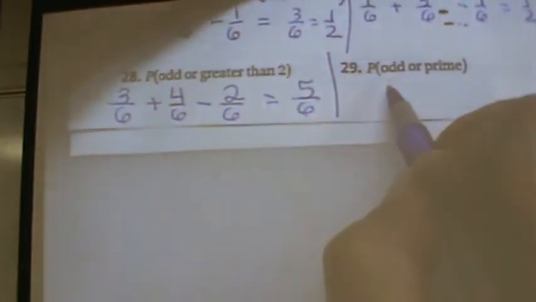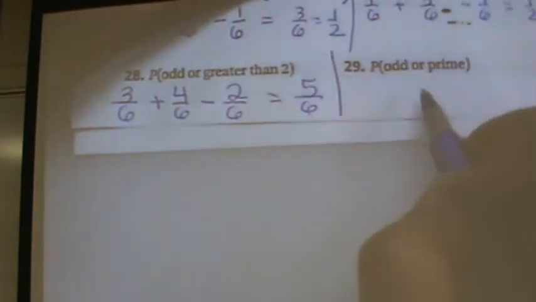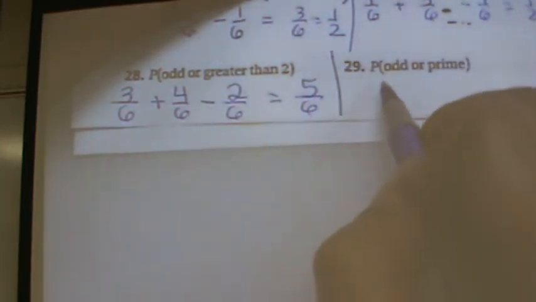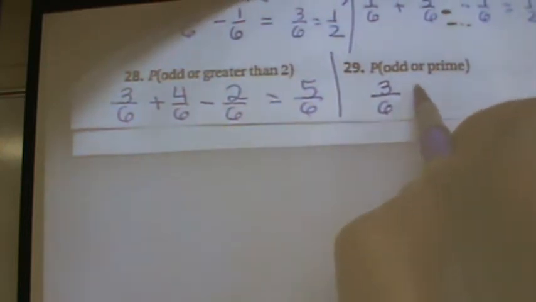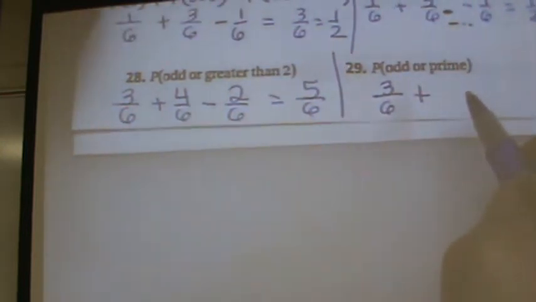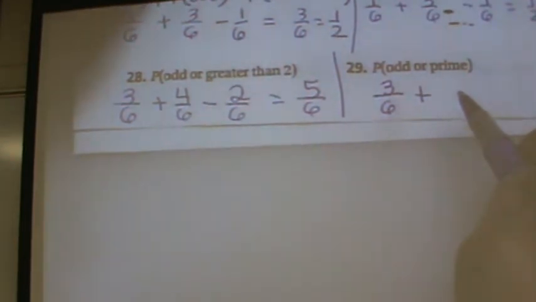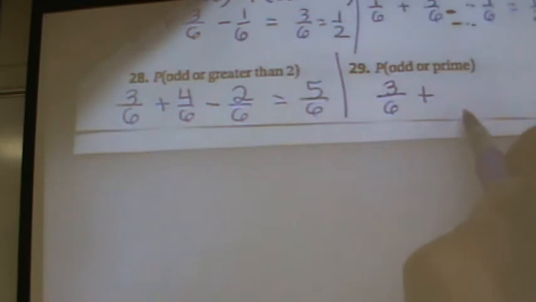Okay, next one. How about probability of odd or prime? How many are odd? 3. How many are prime? 1, 2. We have 2, 1 is not prime. 2, 3, and 5. There's 3.